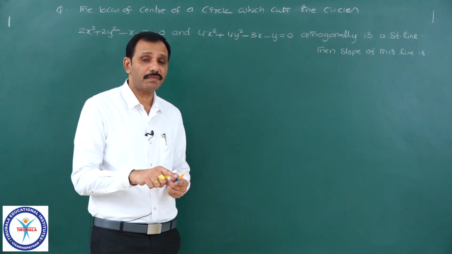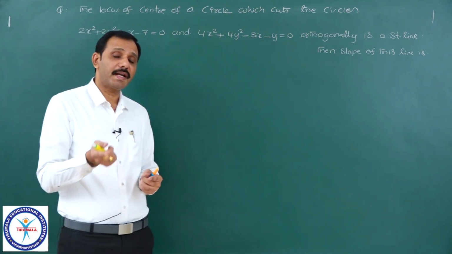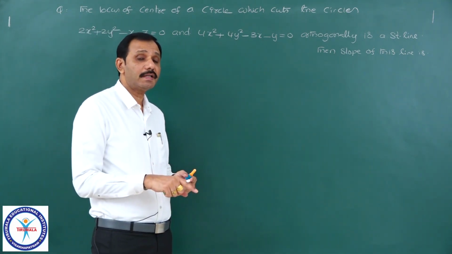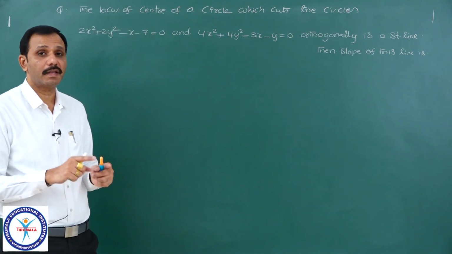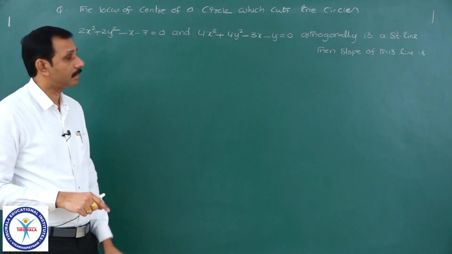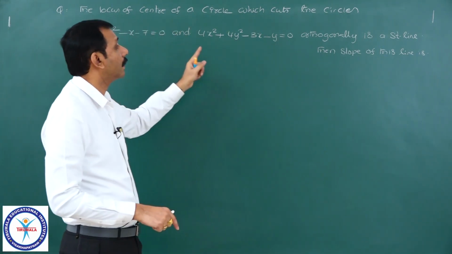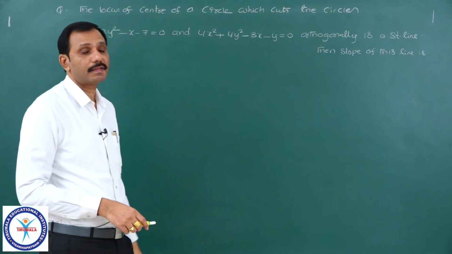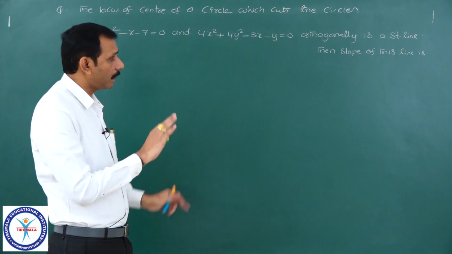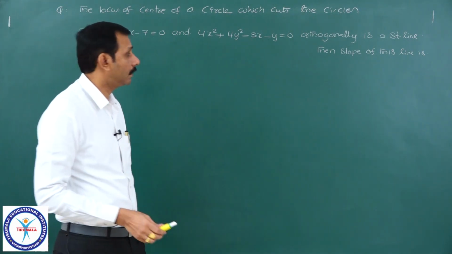Other definition also we discussed. It is a locus of center of a circle which cuts the given two circles orthogonally is nothing but radical axis. Therefore, here locus of center of a circle which cuts these two circles orthogonally means it is a straight line, that is a radical axis. If you know that concept, then only you can do this problem. Otherwise, if you do not know that concept, you cannot handle it.